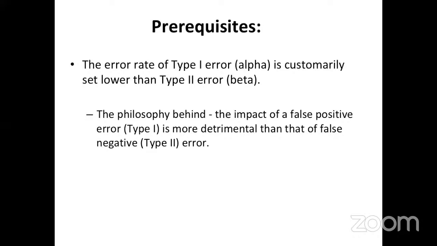The impact of a false positive error can be more detrimental than that of a false negative. Therefore alpha, type 1 error, should always be kept lower than type 2 error. That's why we customarily keep alpha error or type 1 error at 5% and beta error at 20%.